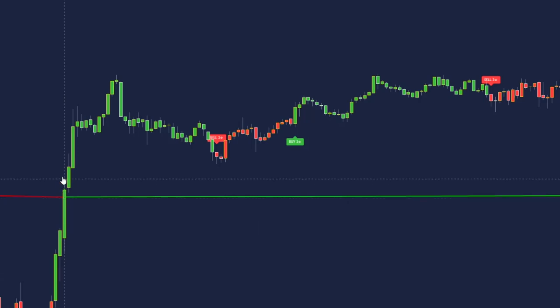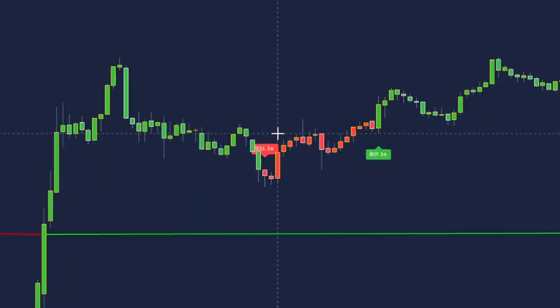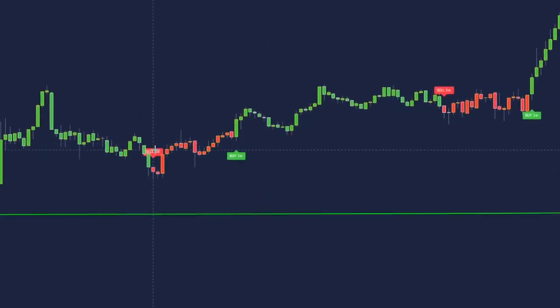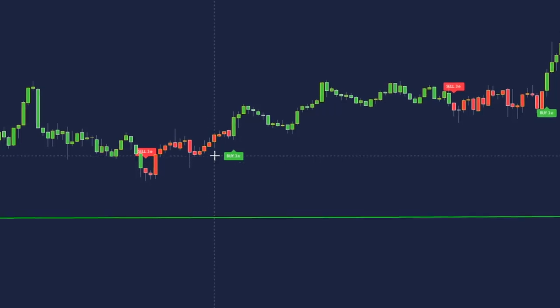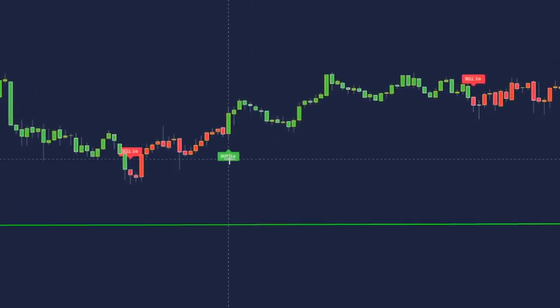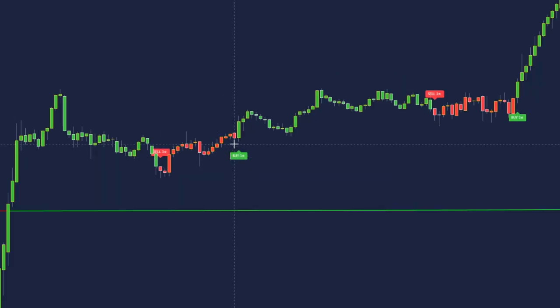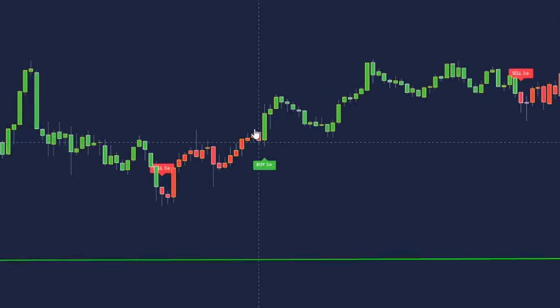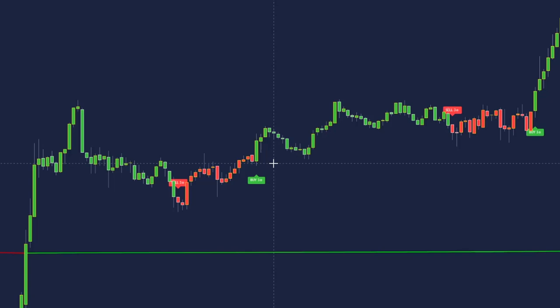Right after the cross we have a pullback with a sell label. This does have a 3-star rating, but it is above the green VWAP, so we won't be taking this trade. And then straight after that we have our first trade entry for the strategy with a 3-star buy label. You can see it is green, the candles are green, and it is above a green VWAP line. This is our first buy trade, so let's enter the position and I can show you how to make entries.